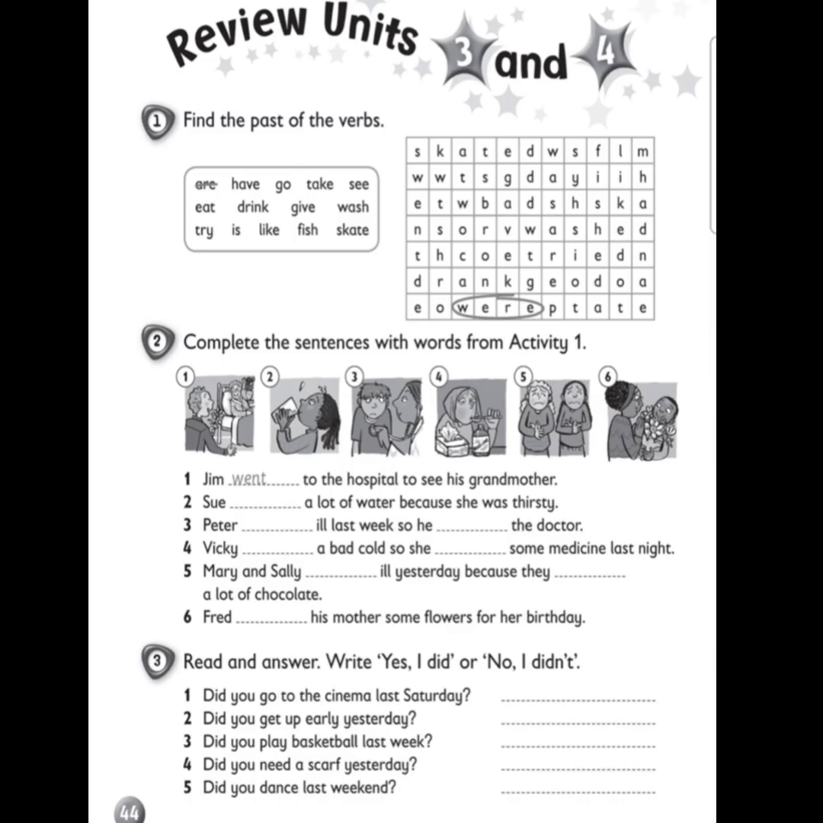Now, open up your activity book to page 44. Section 1. Find the past of the verbs in the crossword. Section 2. Complete the sentences with words from Activity 1. Section 3. Read and answer. Write yes, I did, or no, I didn't.